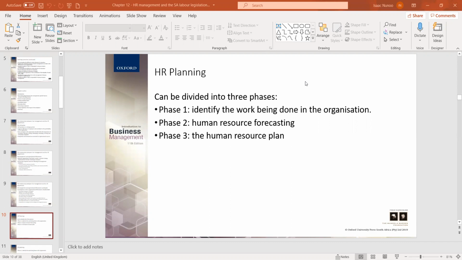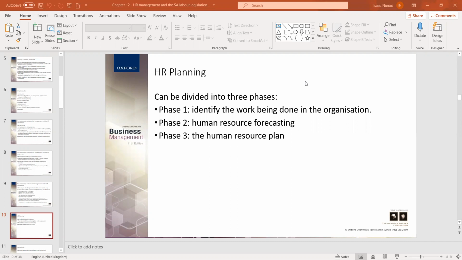So it is the process of using organizational goals and strategies to focus organizational human resource needs in terms of finding, developing, and keeping qualified human resource. And in terms of doing that, we can put it in three phases.